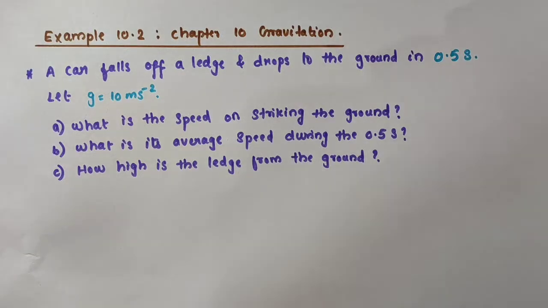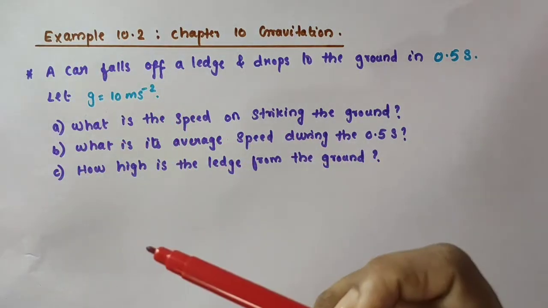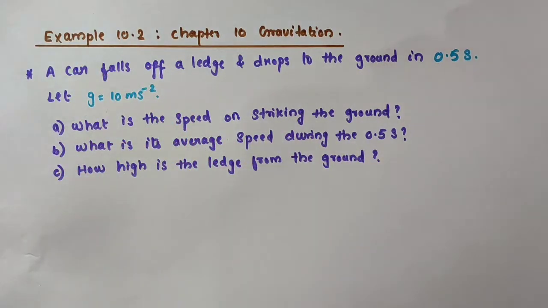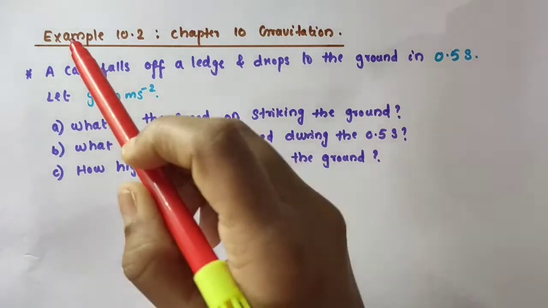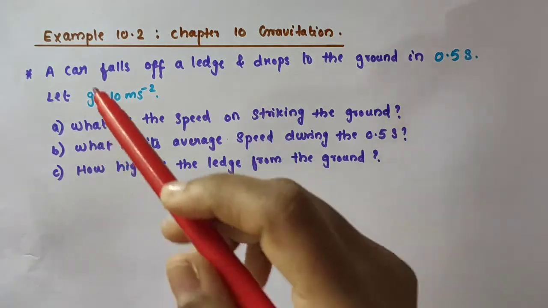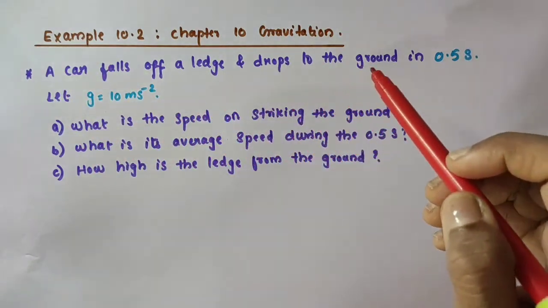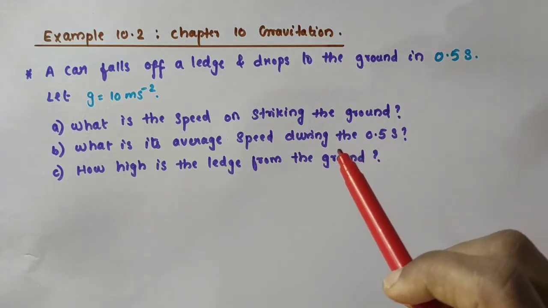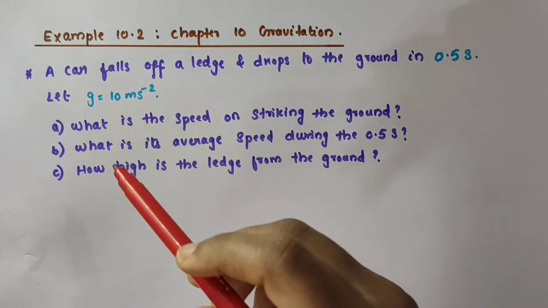Hello everyone. In this video, we will discuss example 10.2 and example 10.3 from chapter 10, Gravitation. Let us see first example 10.2. The question is: a car falls off a ledge and drops to the ground in 0.5 seconds. Let g equal 10 meters second raised to minus 2.